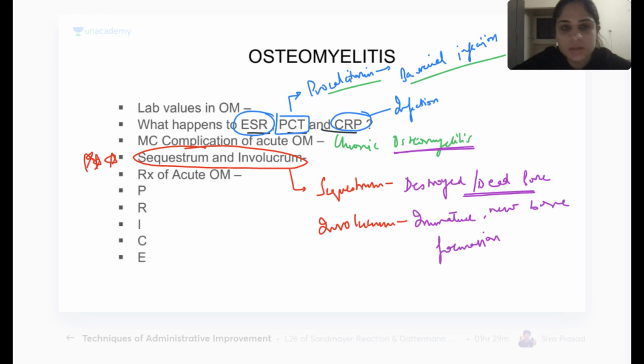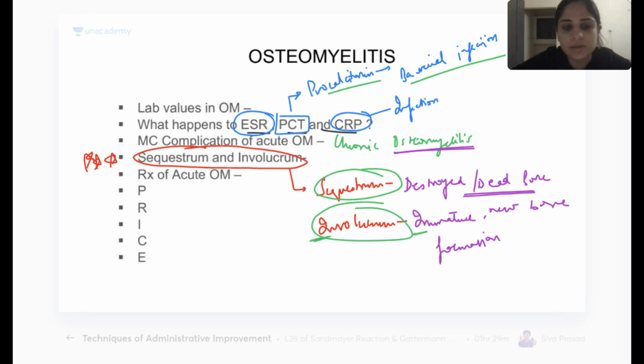These are two terms that they ask many times in the exam, so you should definitely know this. Many of you get confused between them. So just remember, sequestrum is dead bone and involucrum is immature bone. How will you remember this? I for involucrum and I for immature newborn.